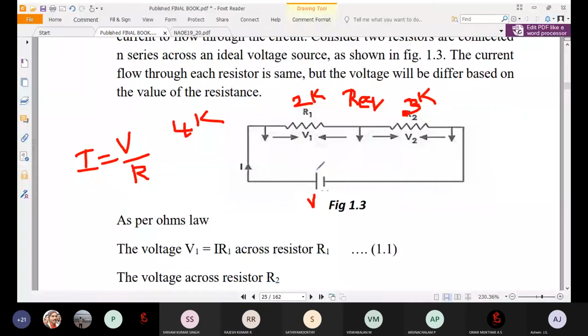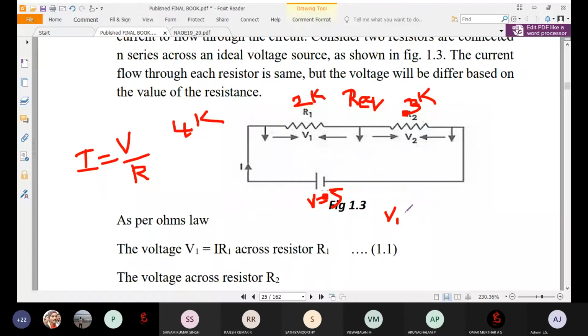Now, will the voltage drop be greater in 2K or in 3K? 3K, sir. Yeah, 3K. If it is like an open circuit, more resistance means the voltage will be more. If less resistance, the voltage is very little. In this circuit, I am giving 5 volts, so it will be divided among 2K and 3K. You can easily calculate this using the voltage division rule, like I told you in the last class.